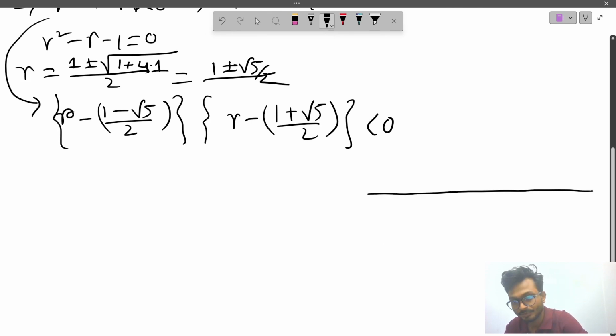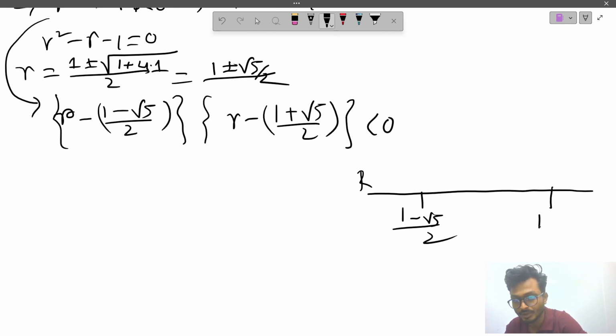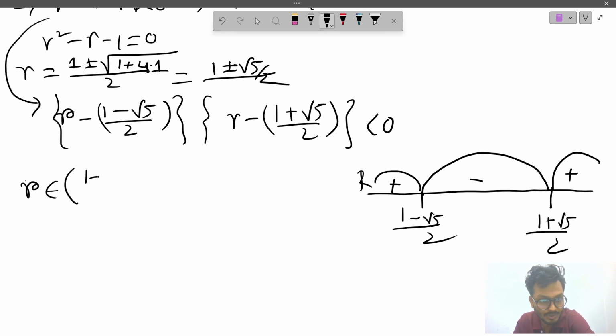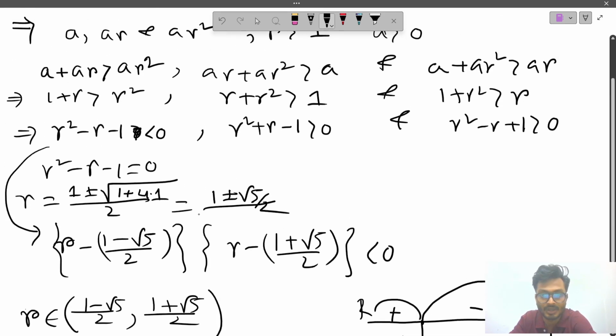So let us draw the real line. Suppose here is (1 minus root 5)/2 and here is (1 plus root 5)/2. Now if we take the value of r greater than this, these factors will be positive and this will be positive, so the product is positive. Between these two values this will be negative and this will be positive, so the product is negative. For values less than this, both are negative, so the product is positive. So we can write r belongs to ((1 minus root 5)/2, (1 plus root 5)/2), like this, right?